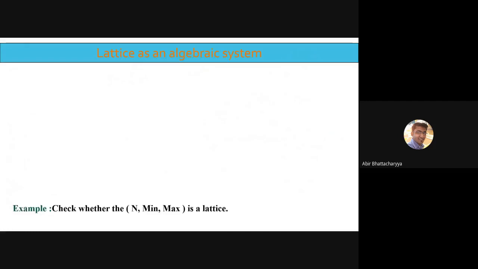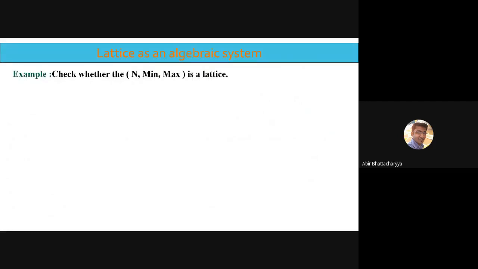Moving forward, we'll go for some examples. The very first question is: check whether (N, minimum, maximum) is a lattice or not. In the exam, they will not ask whether it is a lattice as an algebraic system or not. They will ask whether it is a lattice or not. By checking the notation, you have to judge whether it is a lattice as a poset or a lattice as an algebraic system. Obviously, for (N, minimum, maximum), two binary operations, minimum and maximum, are there with a given set.